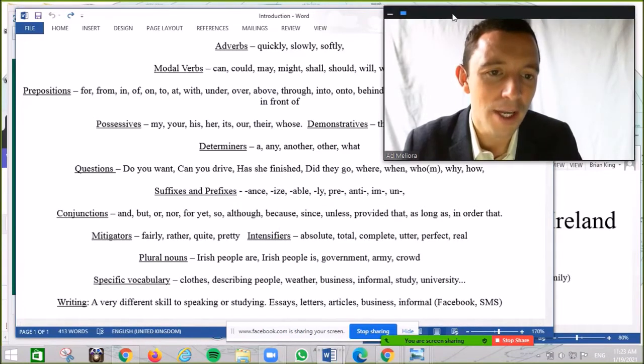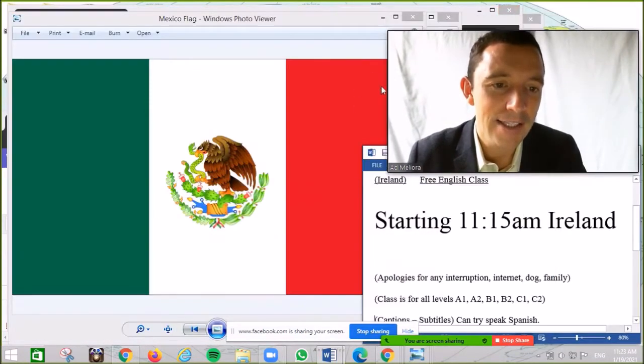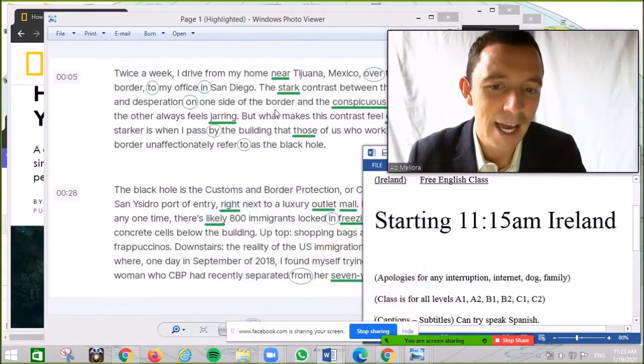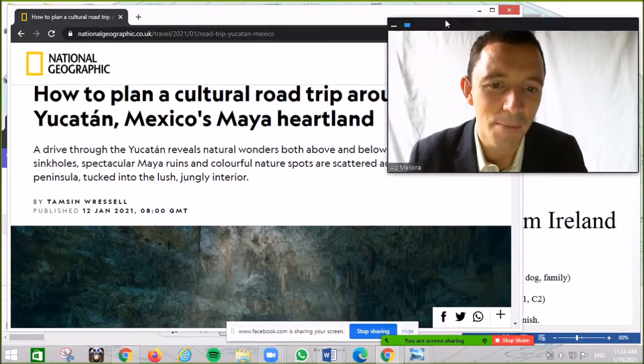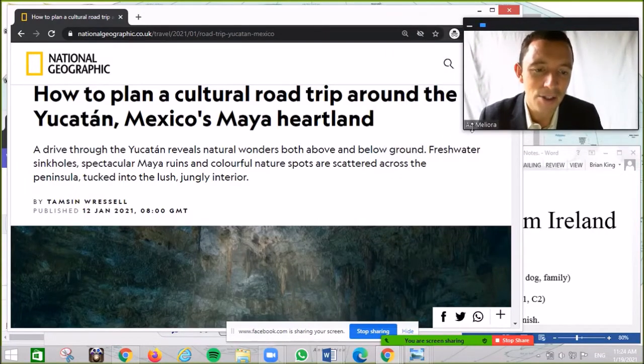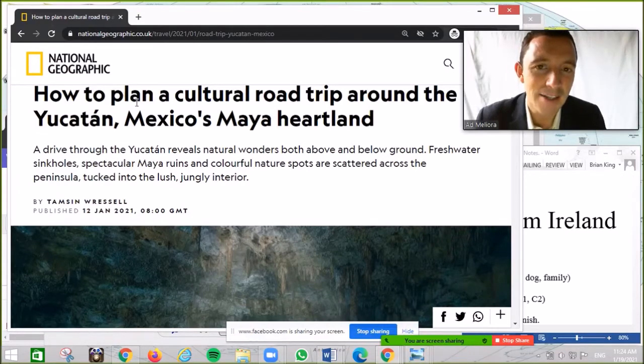So I just wanted to show you a little explanation there, and we can remove the flag from Mexico today, I think. And now I want to show you the article I chose for today's topic of Mexico. So here you can see, I'll just reduce the size of my camera, of my screen. It's from the National Geographic, and it's a very interesting article, and the topic is how to plan a cultural road trip around the Yucatan, Mexico's Maya heartland. Okay, I'm not familiar with this area, and if you're from Mexico you probably are, and you know all about this, but this is a very interesting article with vocabulary, and we can analyze it in relation to English.